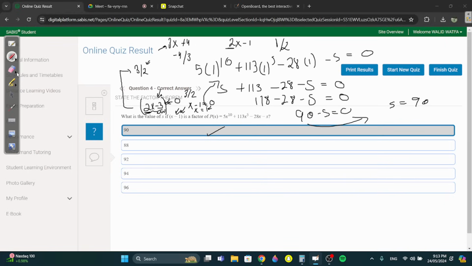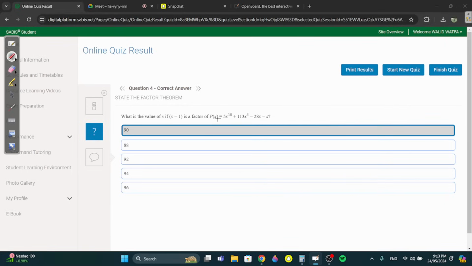I'm talking a lot. I'm not going to confuse you, but just in case, if they gave you 2x minus 3 or any other case when x has a coefficient, you have to divide by the coefficient. So here it will be 3 over 2. Let me continue. Question 5.